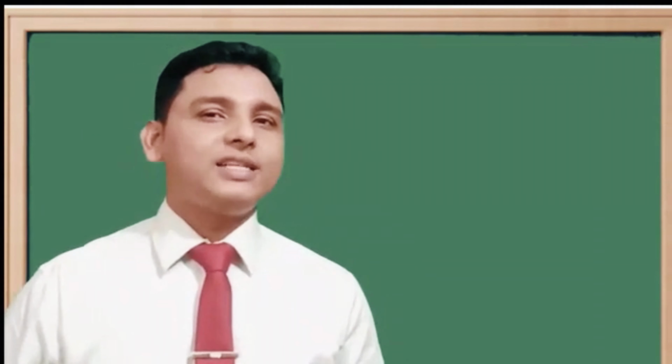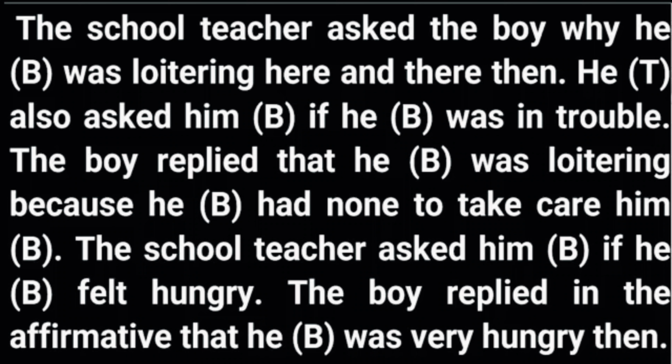Now see the whole answer together. The school teacher asked the boy why he was loitering here and there. Then he also asked him if he was in trouble. The boy replied that he was loitering because he had none to take care of him. The school teacher asked him if he felt hungry. The boy replied in the affirmative that he was very hungry then. In such a way we can complete the whole passage together.